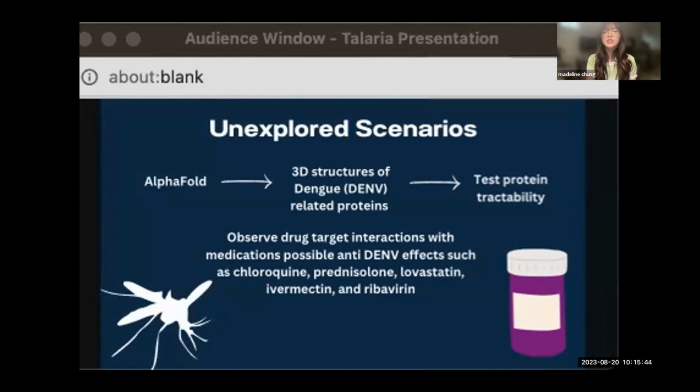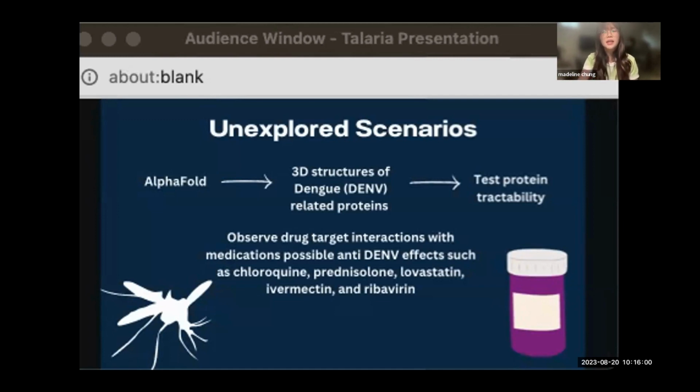And so dengue, just to provide a little bit of background, is the most rapidly spreading mosquito-borne viral illness and has the potential to be fatal. It causes 20,000 deaths a year. However, there's no medication that has passed clinical trials for the virus.